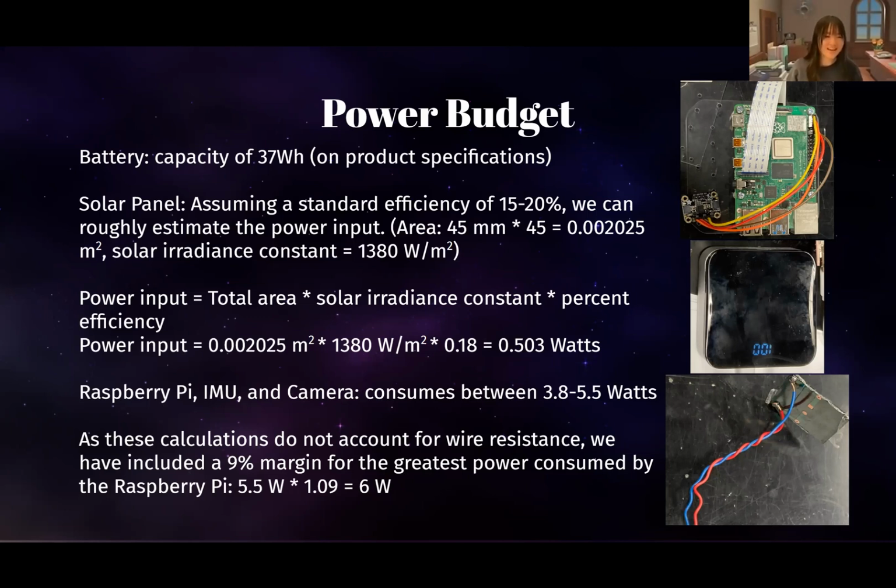Our Raspberry Pi, our IMU, and our camera are going to be linked together since they are all connected to the Raspberry Pi, and that will consume between 3.8 and 5.5 watts. But as these calculations do not account for wire resistance, we have also included a 9% margin for the greatest power consumed by the Raspberry Pi, which will be 5.5 watts times 1.09, which is going to be equal to 6 watts.